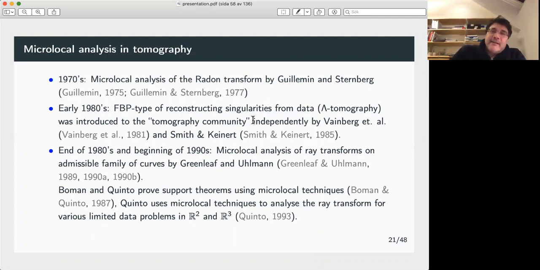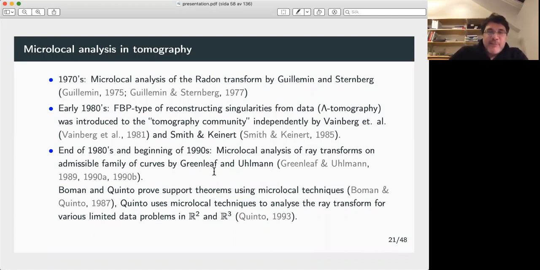In parallel, I would say there's a notion of lambda tomography, which says let's try to recover not necessarily the function, but some other function whose wavefront set is more or less the same as the function we're interested in. Can we do that in a filtered back projection style way? That's lambda tomography. And I believe there were initial attempts in this direction that were done independently, not tying it to microlocal theory, but later on the connection was clear. And then of course, from the end of the 80s and beginning of the 90s, this whole thing took off.